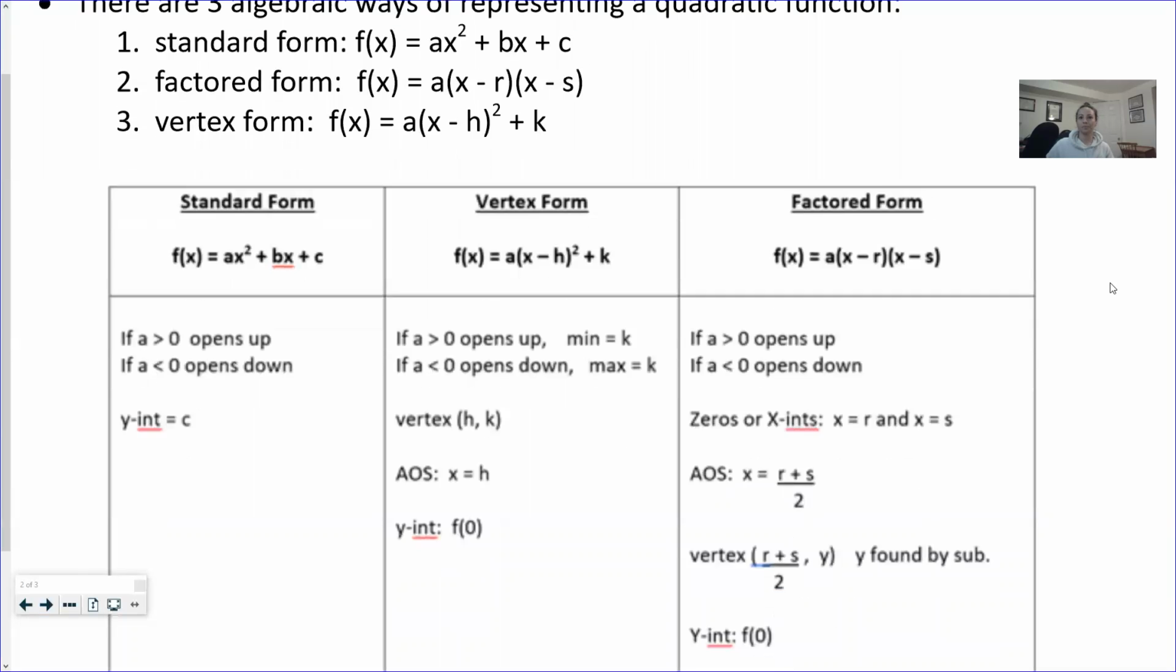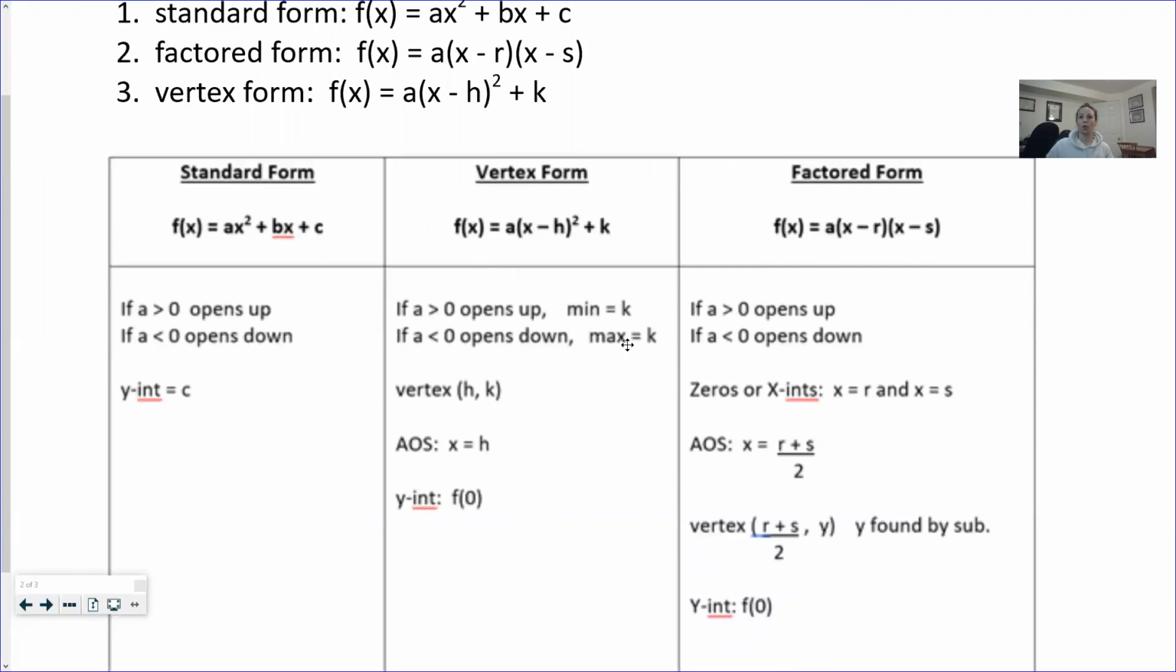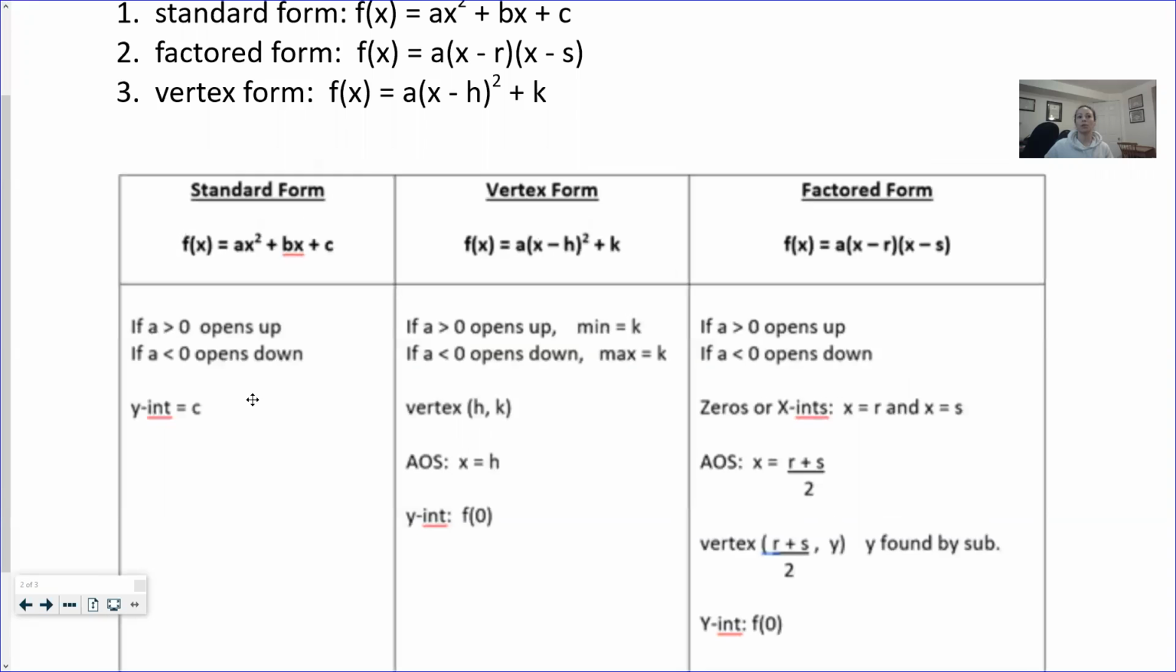So down below, I've got your three different forms. We've got our standard form, our vertex form, and our factored form, and all the information that you can get from them. Standard form is written this way. The a value, if it is positive, your quadratic opens up. If it's a negative number, it would open down. And then this value right here is your y-intercept.